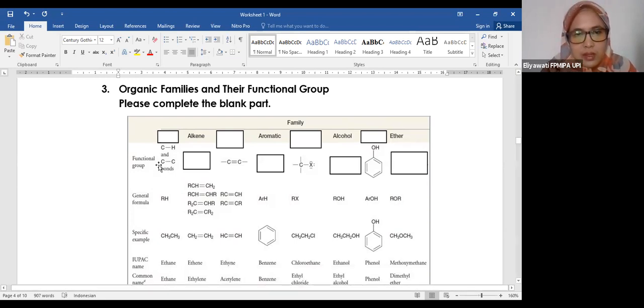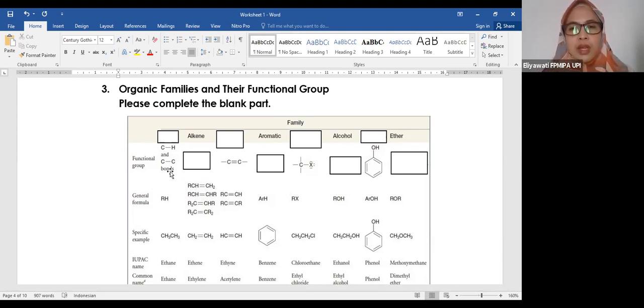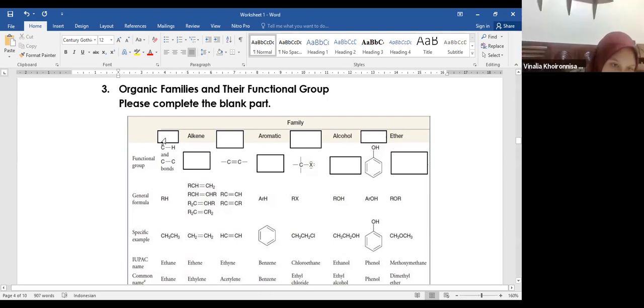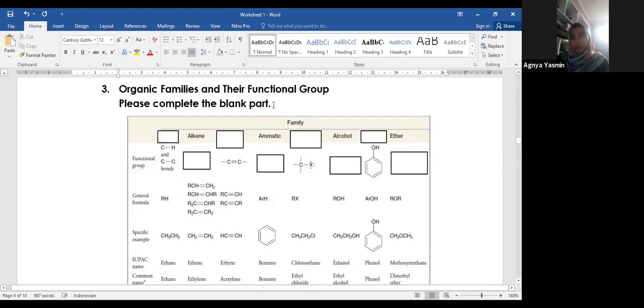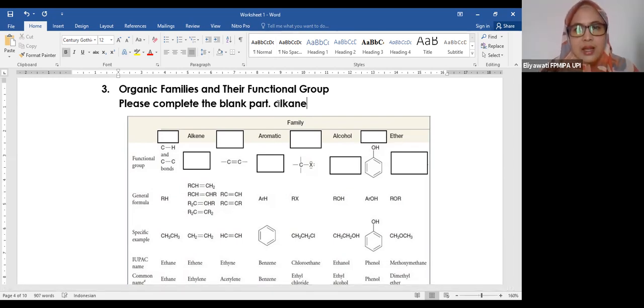If the functional group or the structure is like this, where a carbon atom bonds with only one carbon atom, the bonding is a single bond. Also this one, the bonding is a single bond. So the family of organic compound is alkane.